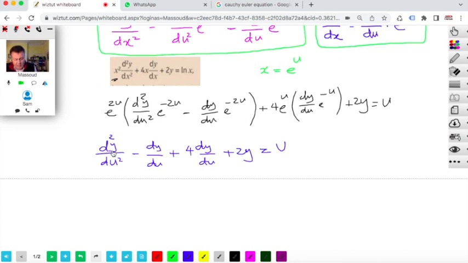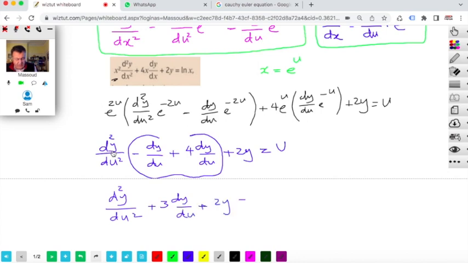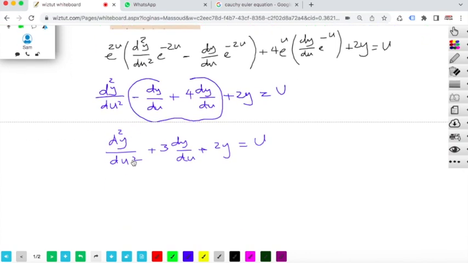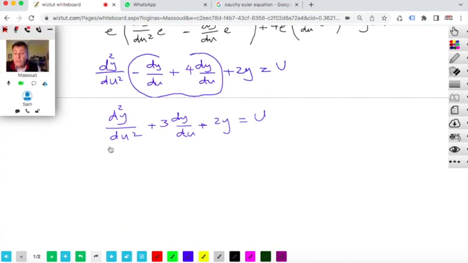Let's take one more step to simplify. So it'll be d2y du squared. These two will add together, and that would give you plus 3 dy du plus 2y is equal to u. That's a standard second order differential equation, but of course it's in terms of u. It's no longer in terms of x.